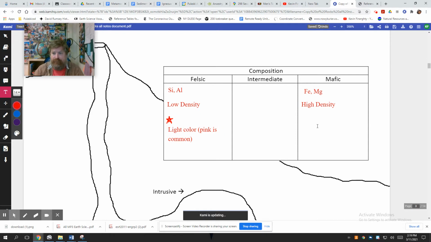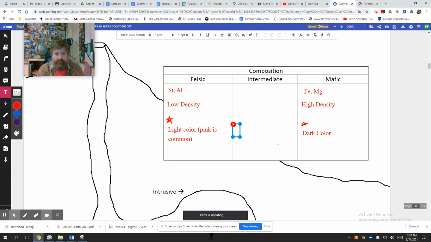Okay? Mafic. And again, this is the thing that you're going to have to see when you're doing the lab: dark color. That's it.